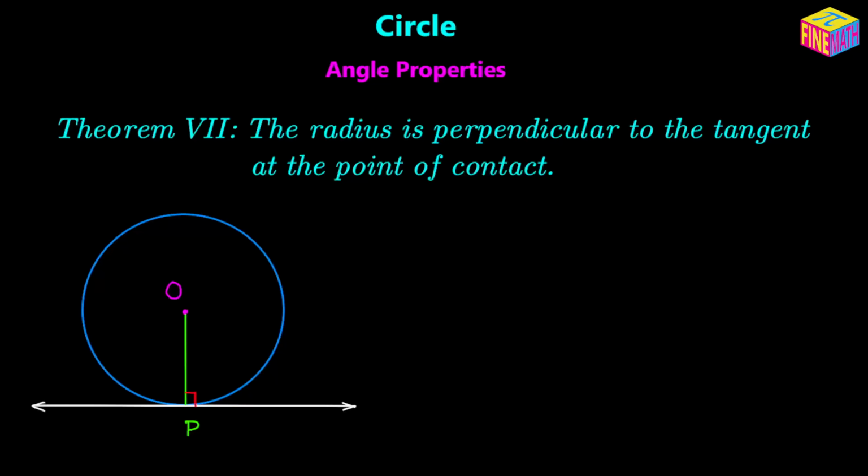Hi everyone. In this video we are going to discuss the seventh theorem from the geometry of circles. The theorem says the radius is perpendicular to the tangent at the point of contact.